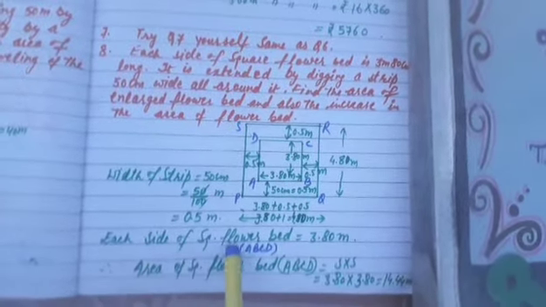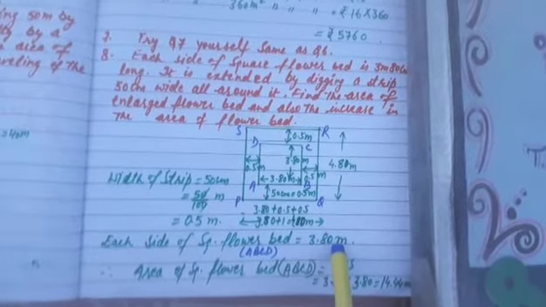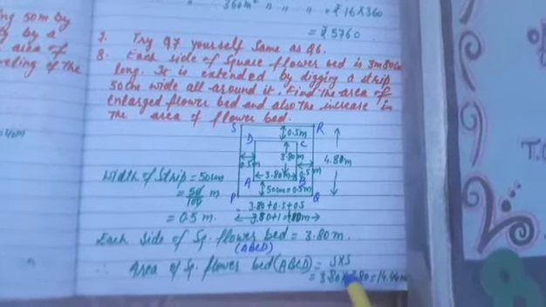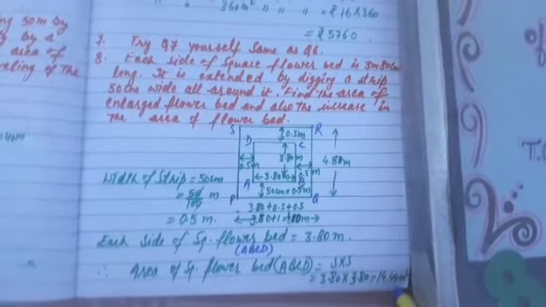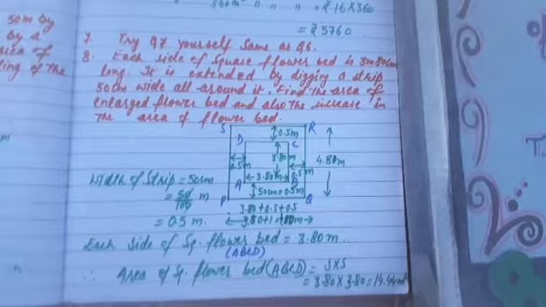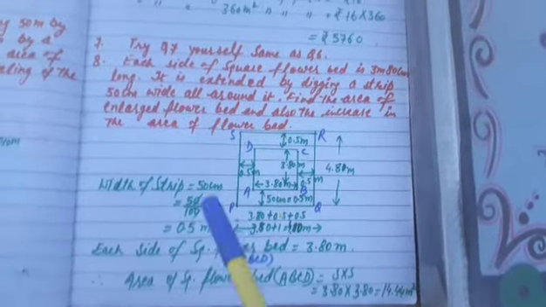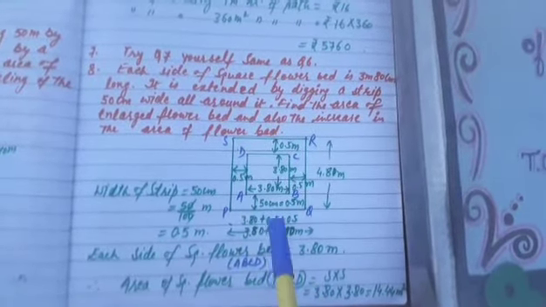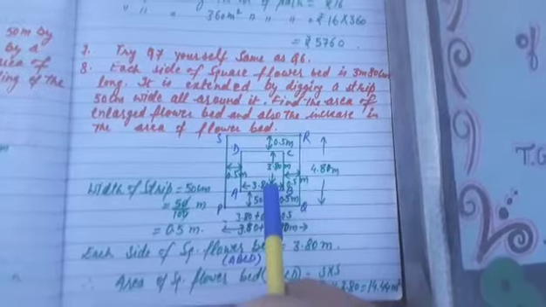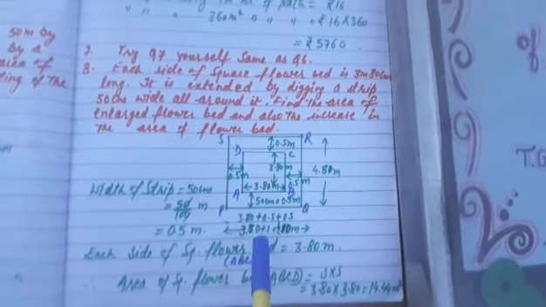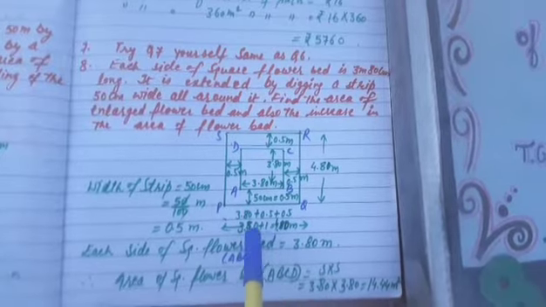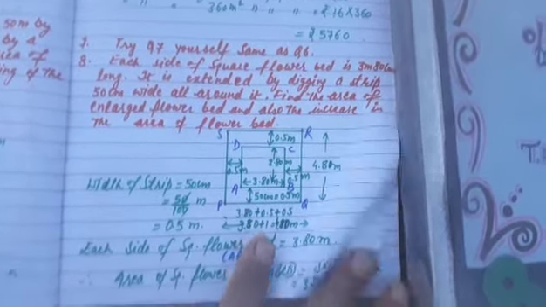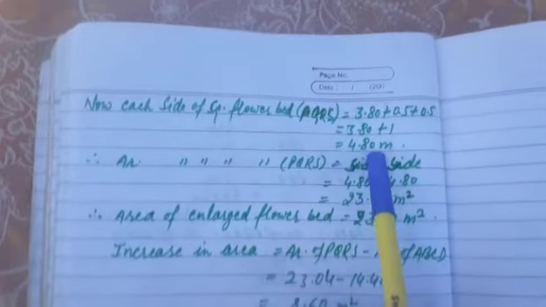Now each side of the square flower bed is 3.80 meter. Therefore, the area becomes the product of this, that is 14.44 meter square. Now we have to find the area of the enlarged bed, that is PQRS. So what is each side of this? A side becomes 3.80 plus 0.5 plus 0.5, that is 1, so it is 4.80 meter. Each side of this square PQRS is equal to 4.8 meter.